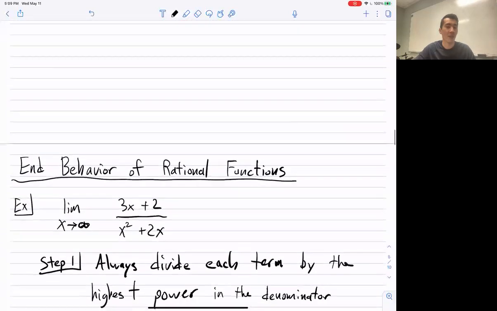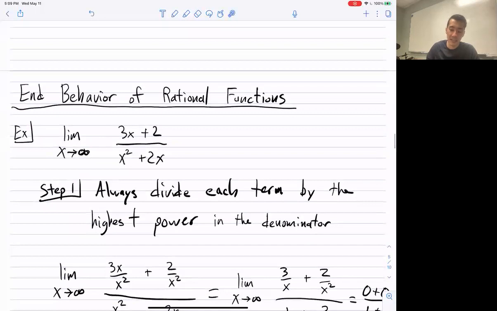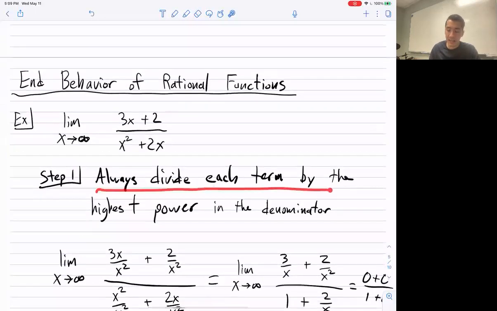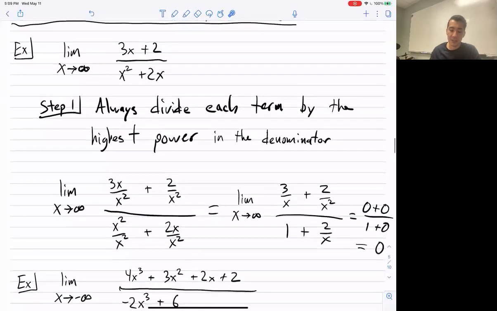How about end behavior of rational functions? To do the end behavior of rational functions, the key step is to divide each term by the highest power in the denominator. Whatever the highest power appearing in the denominator is, we divide by that so that the bottom will go to a constant, and then the top we'll see what happens. So for this one, the highest power is an x squared, so we divide every single term by x squared.